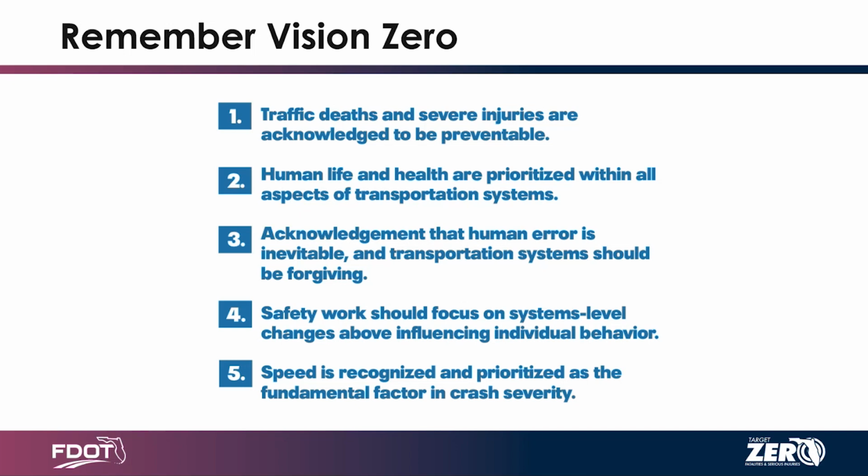Acknowledging that human error is inevitable. We know people fail, and we need to design systems. If we're going to get to zero, we have to design systems that accommodate that failure. Safety work should focus on systems-level changes above influencing individual behavior. We're still going to work on influencing behavior because we want to hit all aspects of the safe system, but understand that if we can build the intelligence into the system and make the system fail-proof, it's more effective. And then speed is recognized and prioritized as a fundamental factor in crash severity. If there is one thing you can do with all of your projects, it's reduce speed.